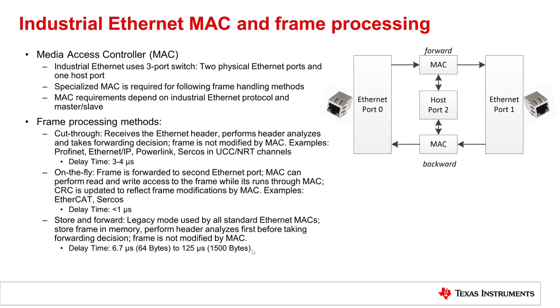The last frame processing method is the store and forward method. This is typically a legacy mode used by the standard Ethernet MACs, which stores the frame in the memory and performs header analysis first before taking a forwarding decision. The frame is not modified by the MAC. Here the delay time depends on the length of the frame. For a 65 byte frame, the delay time is 6.7 microseconds, but for a 1500 byte frame, the delay time is 125 microseconds.